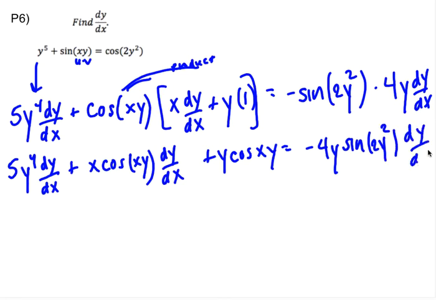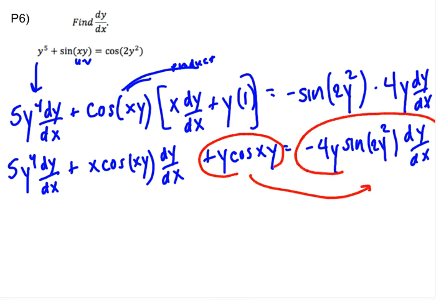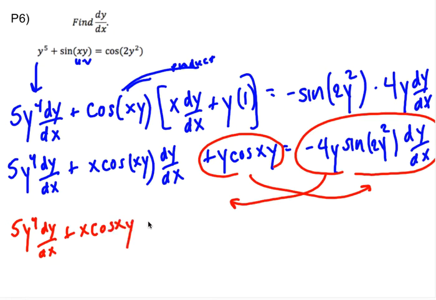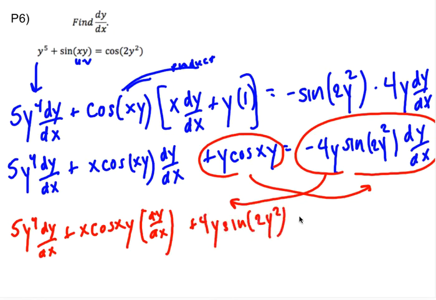Okay, so now, since I'm trying to solve for dy/dx, I want all the dy/dx's on one side. It's up to you which side you move them to. I'm going to make the argument that if I just move this guy over here and this guy over here, if I just add or subtract accordingly to move them, I'm going to get all the dy/dx's on my left-hand side. So I'm going to get a 5y to the 4th dy/dx plus an x cosine of xy dy/dx plus a 4y sine of 2y squared dy/dx equals a negative y cosine of xy, which was the only thing without a dy/dx.